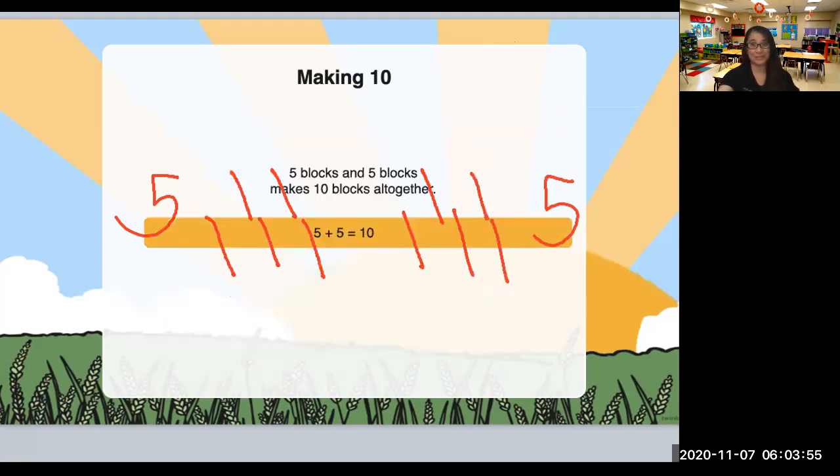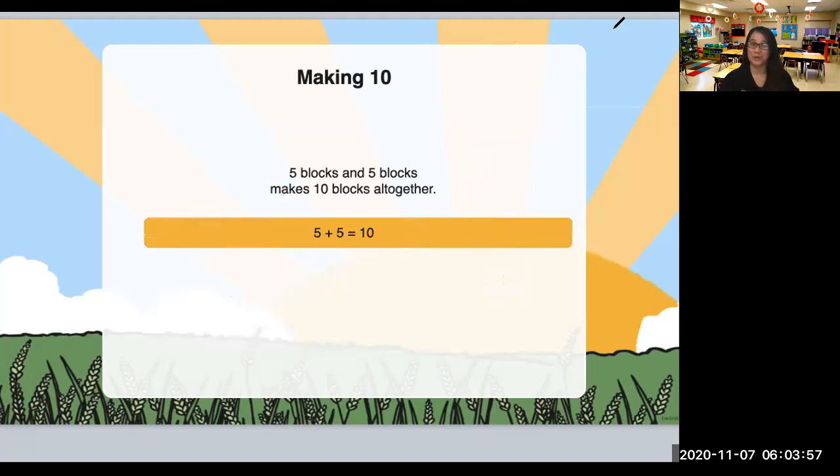If your answer is 10, you are correct. 5 blocks and 5 blocks make 10 blocks all together. Wonderful job. That means you have another group of 10. Good job. Now let's count those groups of 10s with our ones. What do I mean by that?